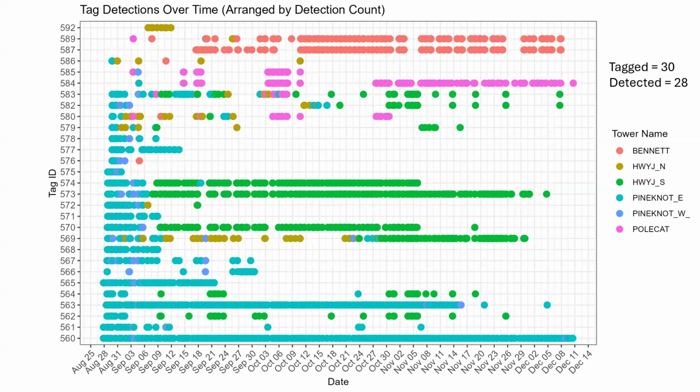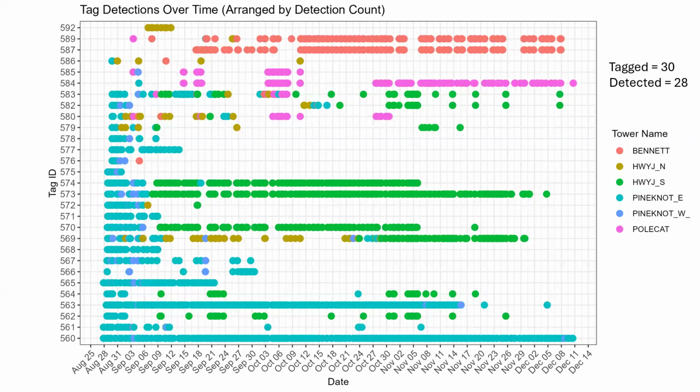What you're seeing here is an abacus plot of detections. On the y-axis you have individual tag ID. So each of these lines is an individual. And each of these colors indicates a different tower. So you have 6 different colors because we had 6 different towers. We tagged 30 birds in 2024, and we detected 28 of those birds. So I suspect that 2 of those birds' tags did not work because we never detected them at all.